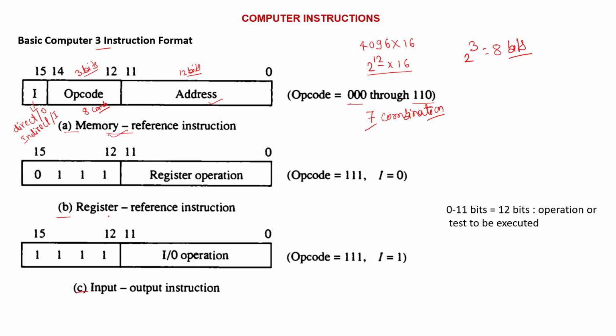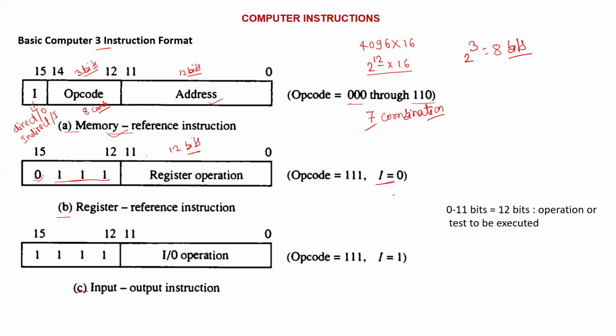Next, we have the register reference instruction. In the register reference instruction, again 16 bits are there. Now here we have communication with the registers. So these 12 bits are given for the register operation. Bits 12, 13, 14 are fixed, that is 111, which means 7. And the 15th bit is also fixed, that is I equal to 0. So when I equals 0, it shows that it is the register reference instruction, if the opcode is 111.